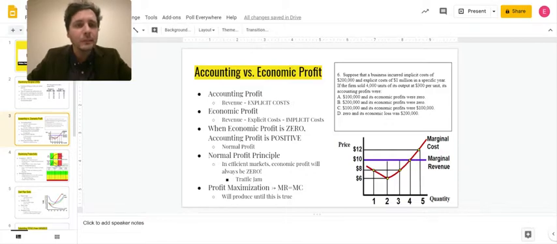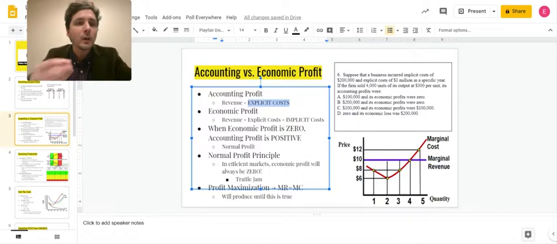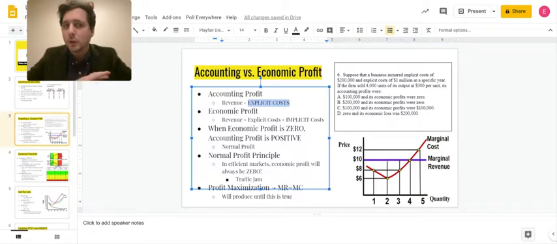Accounting profit, what is it? Accounting profit is what we tend to refer to as just profit in the real world. It's your revenue minus explicit costs. So let's define explicit costs. Explicit costs are out-of-pocket costs, so I actually have to pay that money to somebody. If the money is actually being paid, it's explicit, right? If you can track that somebody else is getting the money, then you know it's explicit. So revenue minus explicit costs is our accounting profit.